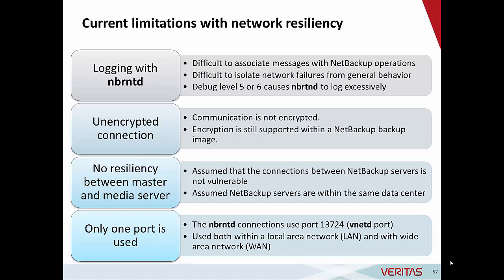Also remember, like we've mentioned a couple times already, the network resiliency feature is between a client and a media server. It is not used or not helpful between media servers or between media and master servers. There are other types of WAN optimizations that are available. For example, NetBackup appliances include built-in WAN optimization that will help with duplication and replication, but that's not part of this feature. Also, the NBRNTD process uses the VNetD port 13724, so we're not using any additional ports here. Most NetBackup environments will have VNetD and PBX ports open.